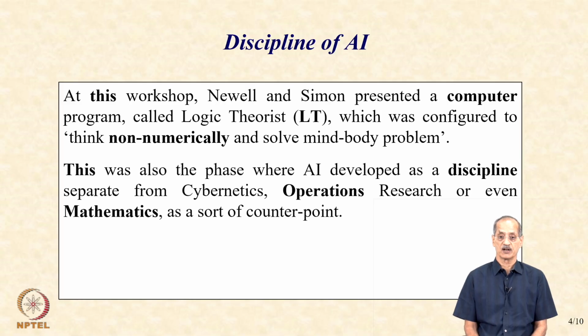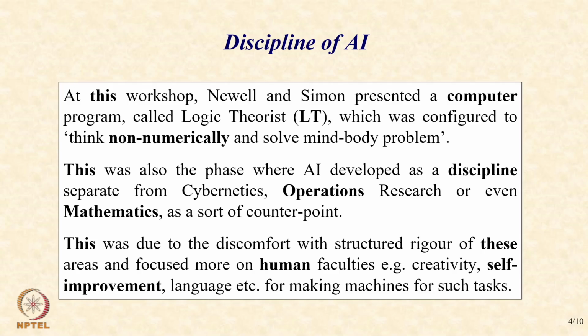This was also the phase, around this workshop, where AI developed as a separate discipline from cybernetics, operations research or even mathematics, which were already fairly well developed, and there was a lot of research and a lot of results available from these domains. The implication of this development of AI as a separate discipline was essentially to counter the structured rigor of mathematics, operational research or cybernetics, and the intention was to focus more on human faculties, for example, creativity, self-improvement, languages, and making machines for such tasks.